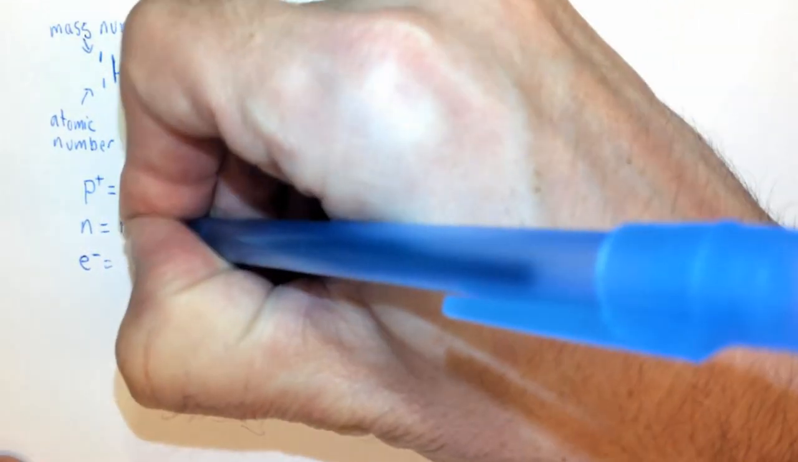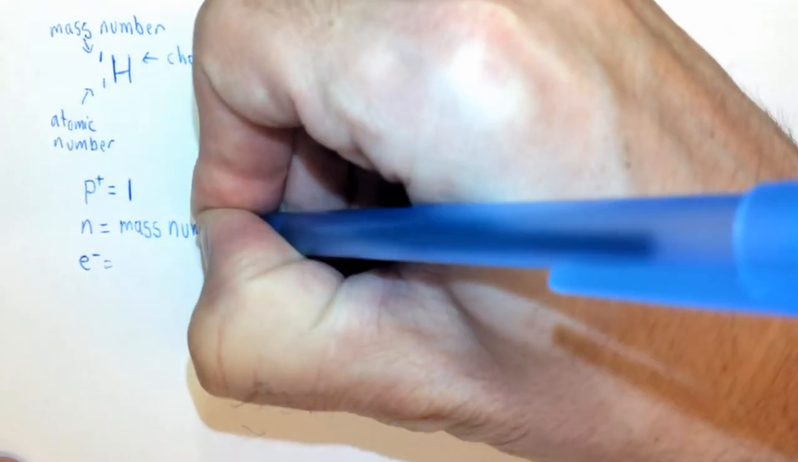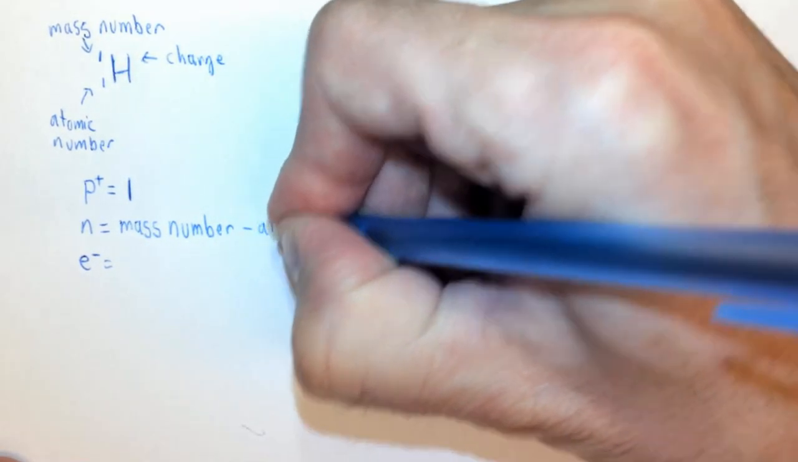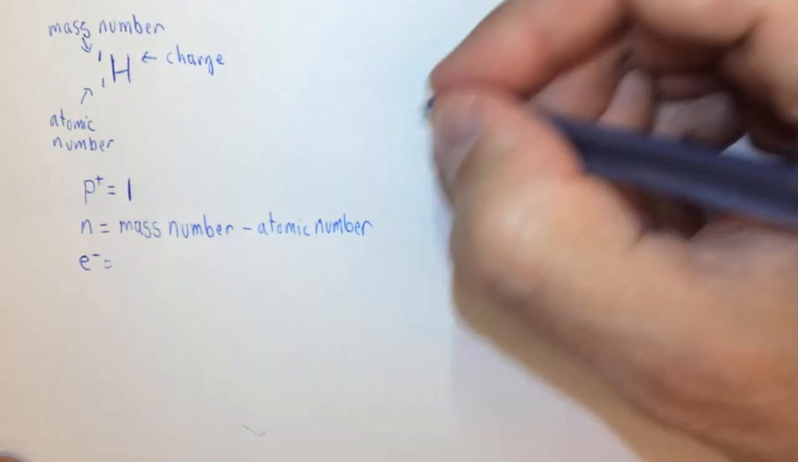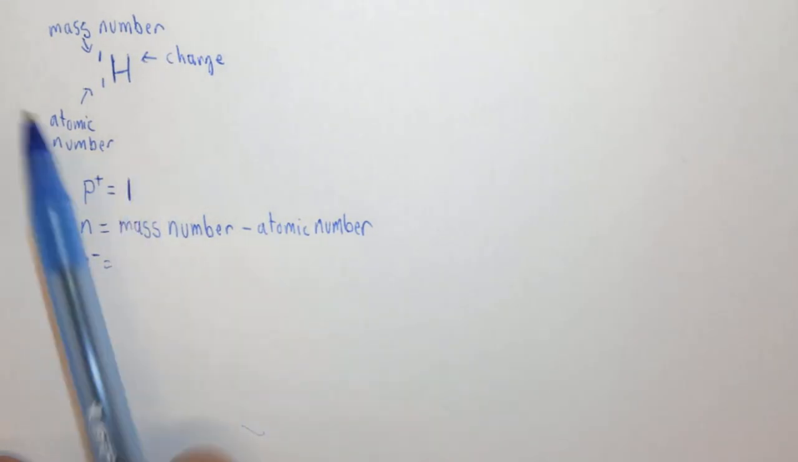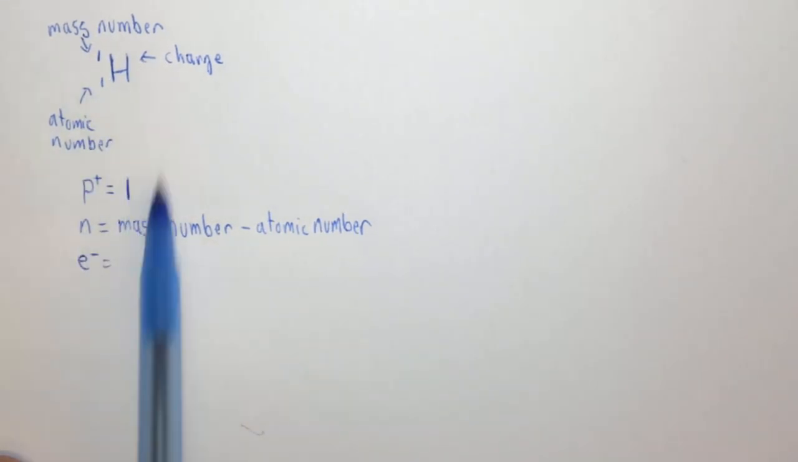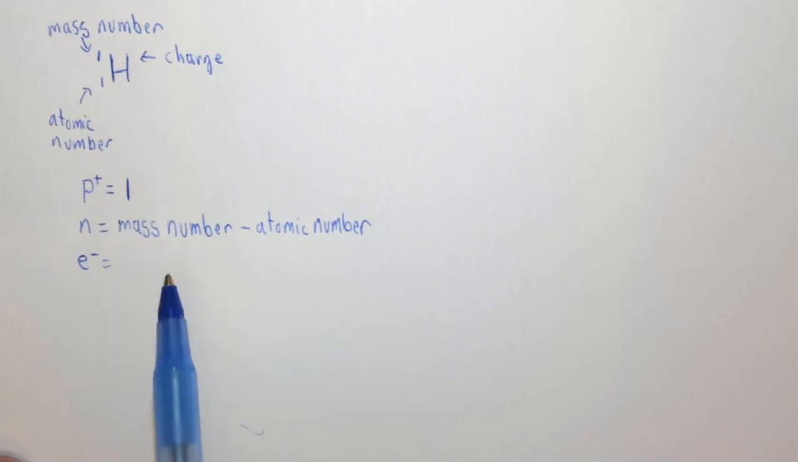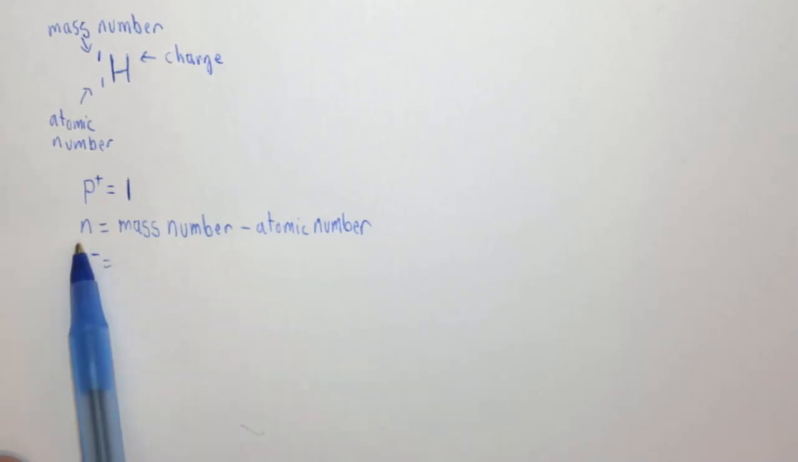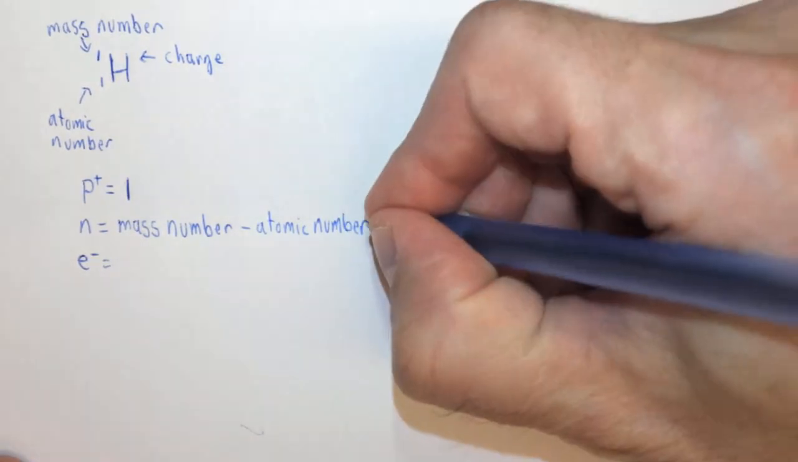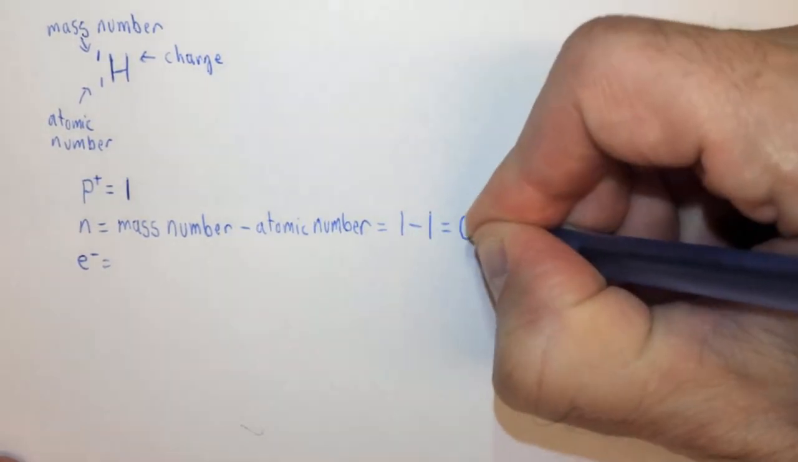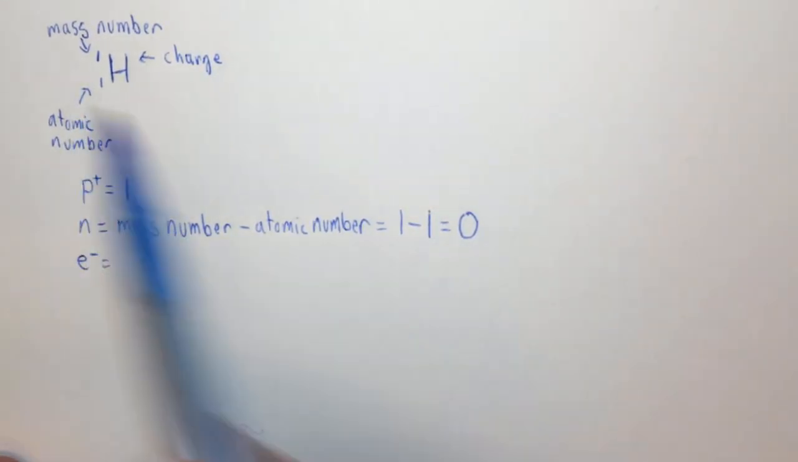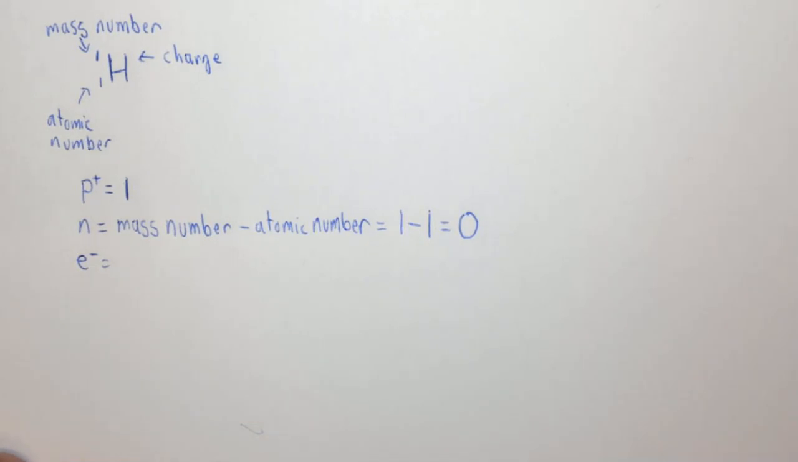To find the neutrons, we take the mass number and we subtract the atomic number. And this is always the case because protons and neutrons have mass. So the total mass is going to be the number of protons plus the number of neutrons. Said another way, if you want to find the number of neutrons, you take the mass number and you subtract the atomic number. In this case, it's 1 minus 1, which equals 0. So this hydrogen has no neutrons.